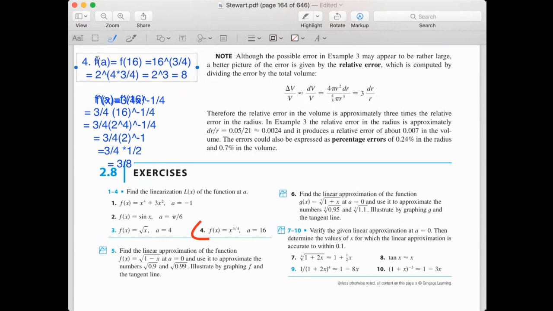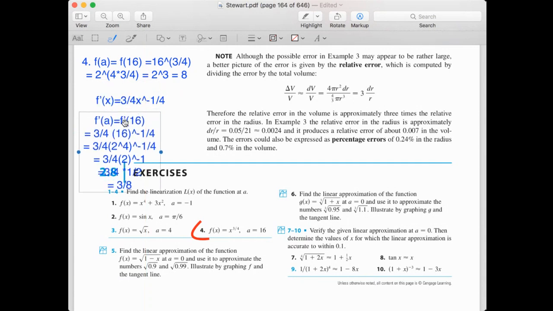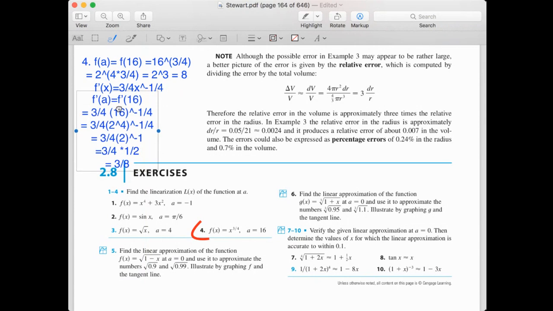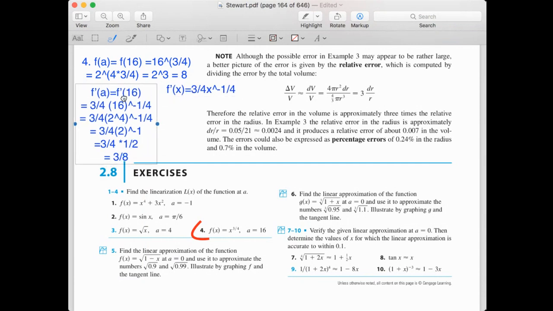So first we find f of a, which is f of 16. Then we find the derivative, f prime of 16. So we need to find f of a and f prime of a. Take the derivative of the function, then plug in 16. Now with those two values, we can write out our linear approximation.